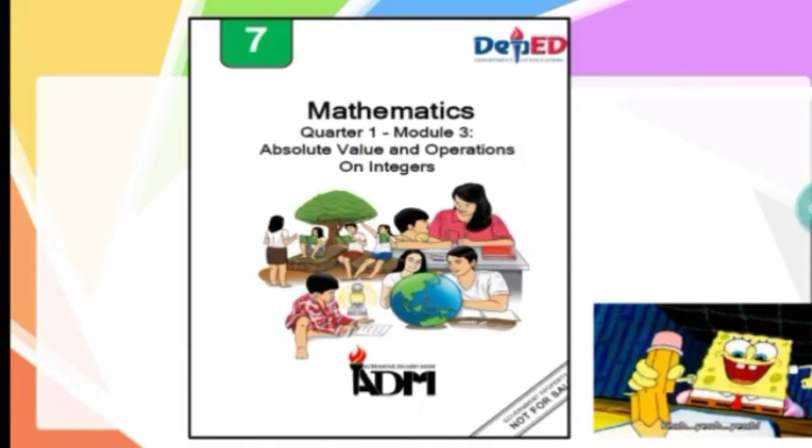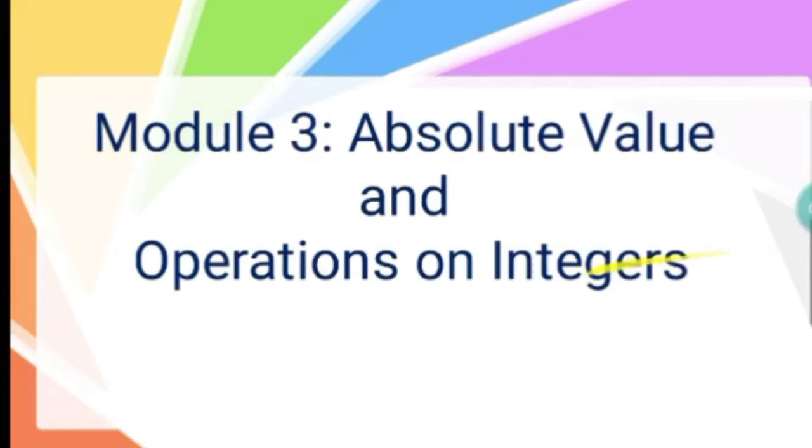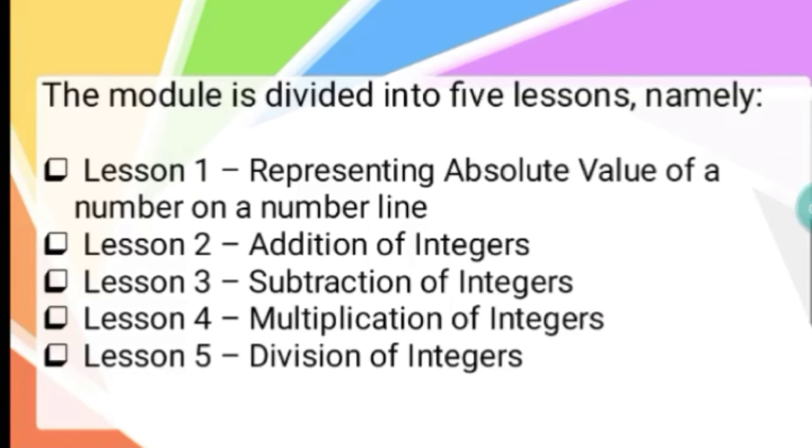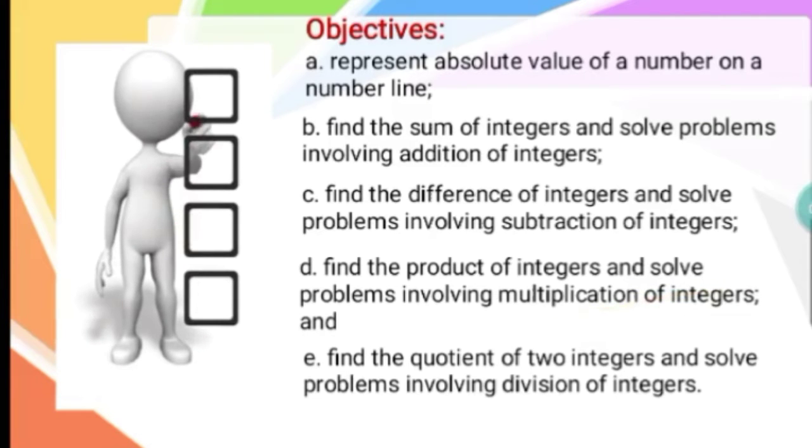In this video, we will discuss Mathematics 7, Quarter 1, Module 3, entitled The Absolute Value and Operations on Integers. The module is divided into 5 lessons, namely, Lesson 1, representing the absolute value of a number on a number line. Lesson 2, addition of integers. Lesson 3, subtraction of integers. Lesson 4, multiplication of integers. Lesson 5, division of integers.